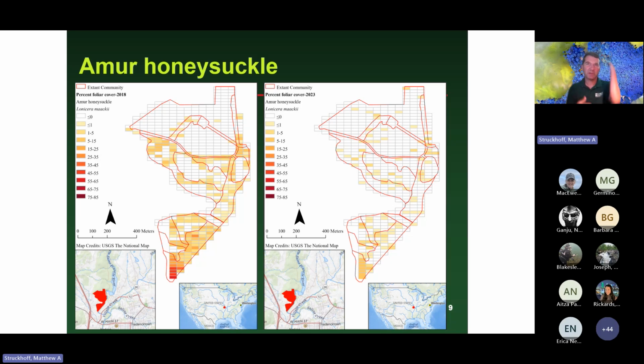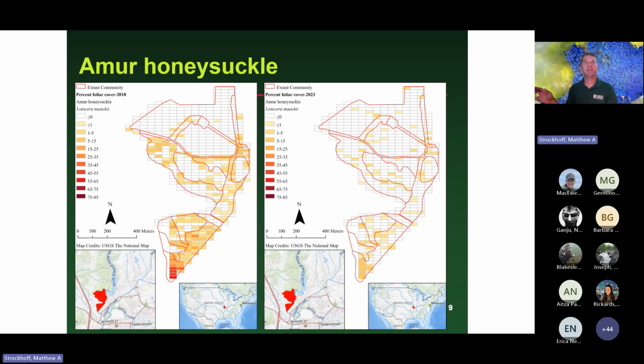So for bush honeysuckle here, we can see that obviously there's a bit more of it in the southern portion of the study area. And you can see that it tends to occur along margins of different community types, perhaps where you're switching between a cedar old field or you have some sort of road going through an area.